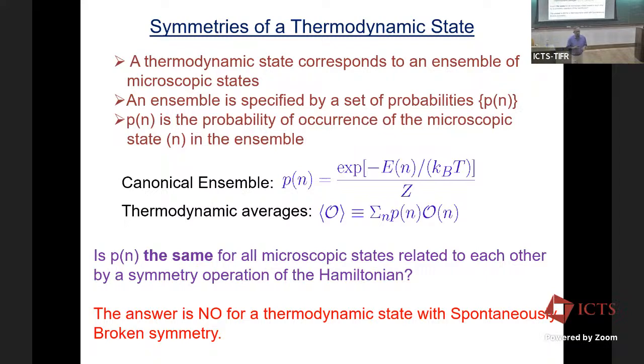And this is a concept which is an emergent property. One could not have guessed that that is what would happen if one just looks at the Hamiltonian and its symmetry. So if I have a Hamiltonian and there are a whole bunch of states which are related to each other by symmetry, which will have the same energy, then just from the Boltzmann distribution, you'd expect that all of them will have the same probability. But in reality, that doesn't happen. And that is where this spontaneous breaking of symmetry comes into the picture.